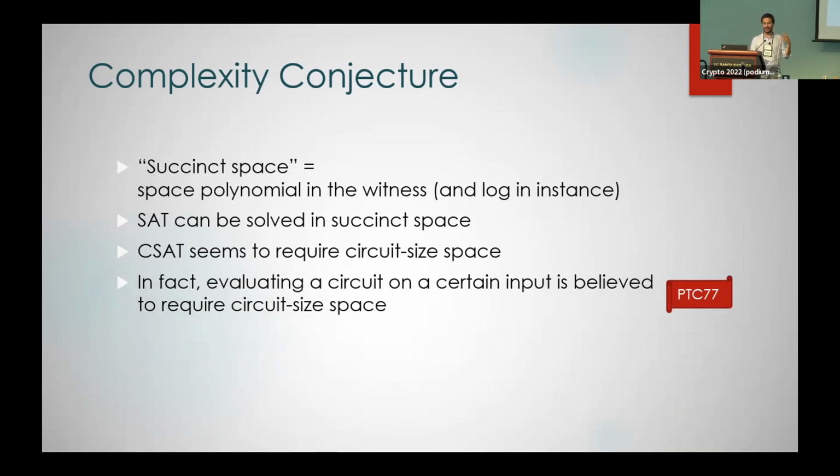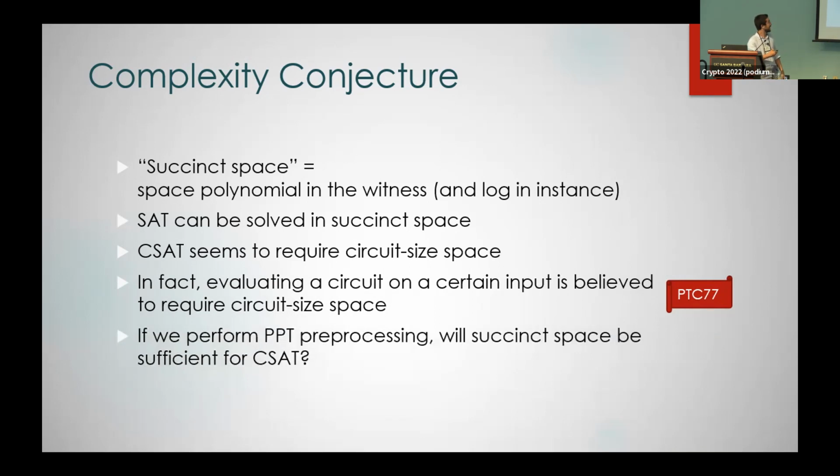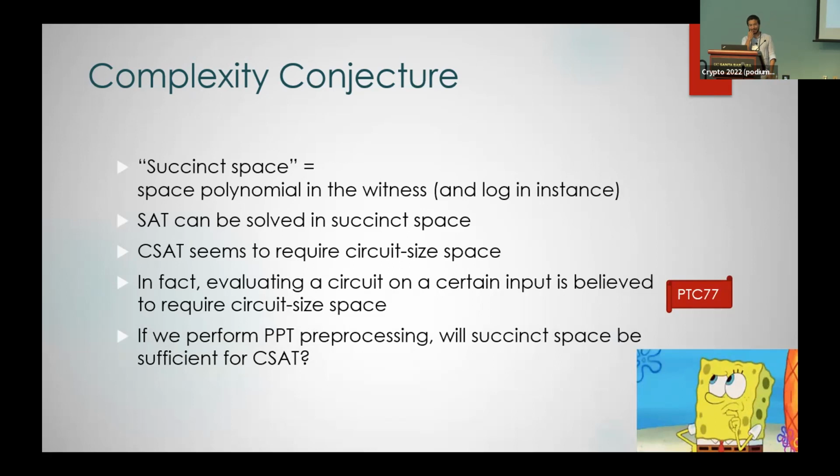Now if we go back to the algorithm that we got from the succinct IOP, it gives us probabilistic polynomial time preprocessing and small space, succinct space, basically. And the question is, will this be enough? If I give you probabilistic polynomial time preprocessing, will succinct space be sufficient to decide circuit SAT? Let's think about the two extremes. If we don't do anything in the preprocessing and we just try to do all of the computation in the succinct space, then we run into this conjecture over here.